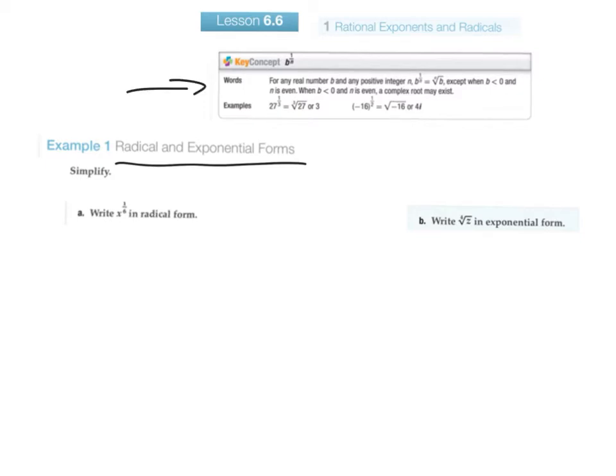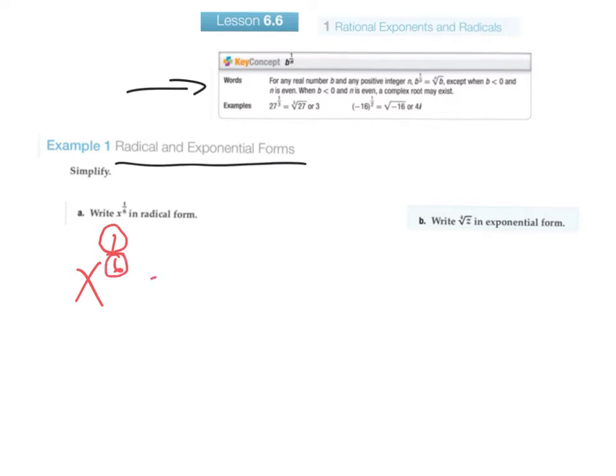We have x to the 1/6 power. And since it's a fraction, it means we're going to have a radical sign. So what we need to understand is what the radical means. This is what's on the inside of the radical. This is what's on the outside of the radical.